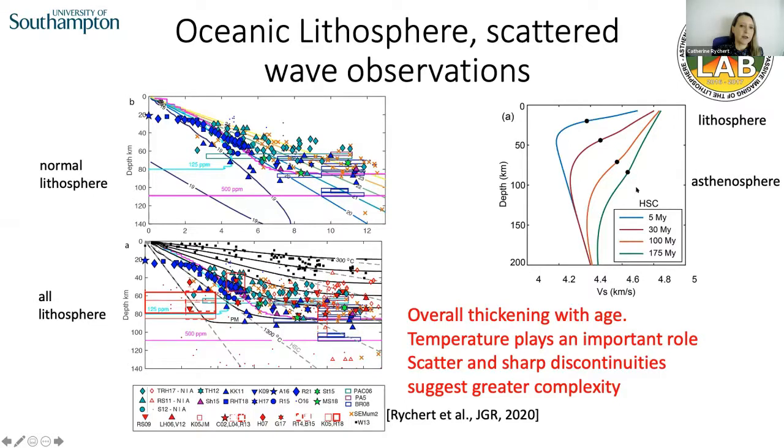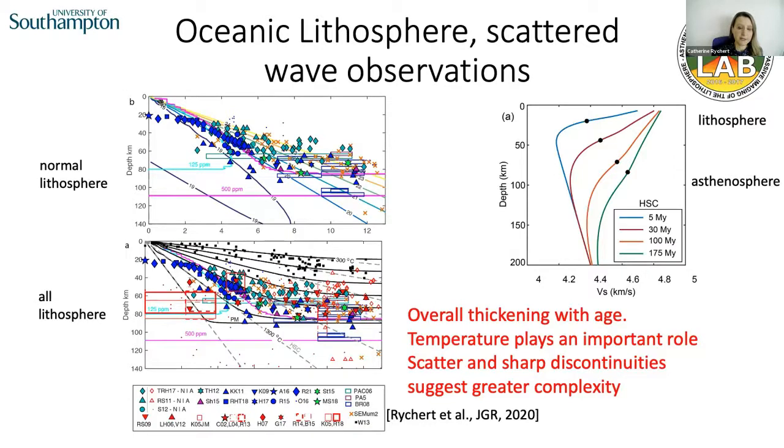And when we look at observations, for instance, from scattered waves, this is a compilation here of normal lithosphere unaffected by hotspots, you can see that we're really starting to pick out a very nice trend where we have increasing lithospheric thickness with age, as expected from thermal models. And perhaps at older ages, there's a little bit more scatter and a bit of flattening. That means that temperature to first order plays an important role in dictating the thickness of the lithosphere.